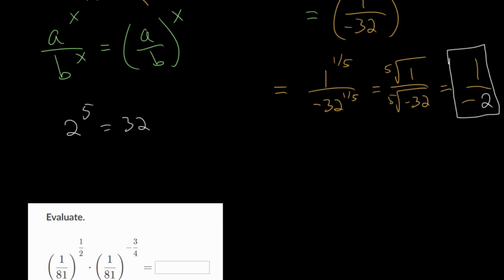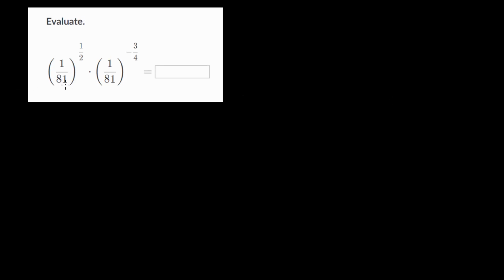So let's do one final question. And with this one, it looks like we have a product, but the bases are the same. So this one's a little bit different than the ones we've done before. If we have two exponential expressions multiplied together that have the same base, but different exponents, remember that we can just add the exponents and make it into one exponential expression. So x to the a times x to the b is really just x to the a plus b.